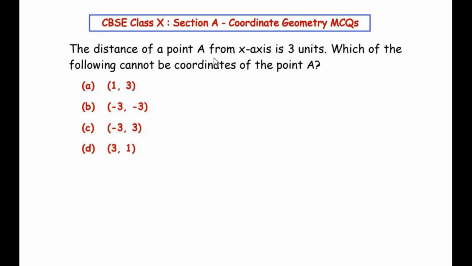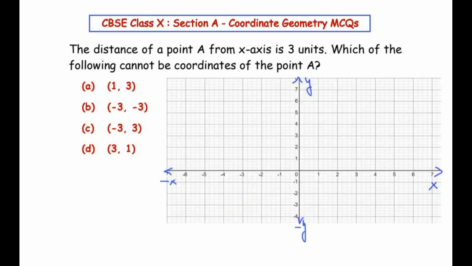The distance of a point A from x-axis is 3 units. Which of the following cannot be the coordinates of the point A? So let us try to understand this question by using a rough graph. Now here, this represents the x-axis and this represents the y-axis, and this is the origin. Now according to the question, we have a point A whose distance from the x-axis is 3 units, which means from the x-axis, the point can be going upwards by 3 units or it can be going down by 3 units. So remember that whenever they mention a point from the x-axis, you're actually looking at the y coordinates.